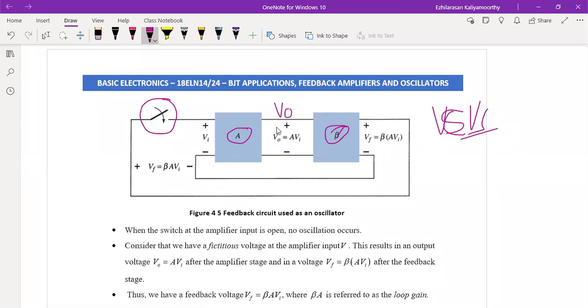If you are having any confusion in this figure, you can think of it like this. See, the same figure: this is the output. Previously we studied it like this.